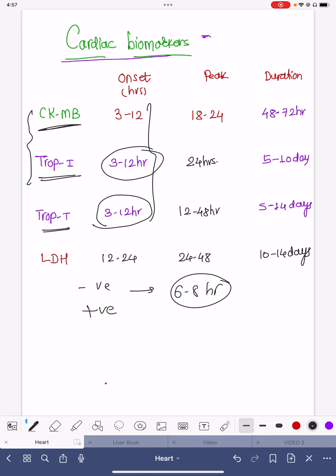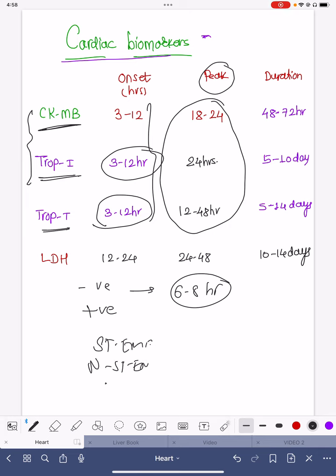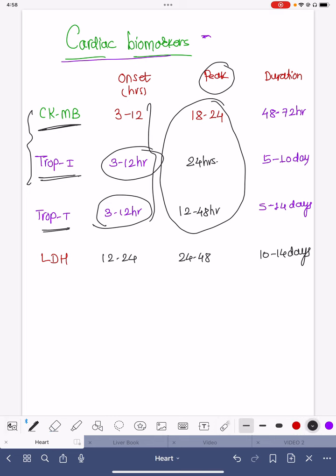The peak of these biomarkers is around 24 hours. So they will definitely be positive if the patient has ST elevation MI or non-ST elevation MI. If even after 24 hours the cardiac biomarkers are negative, then we can label that the patient has unstable angina, because the cardiac biomarkers should have become positive. So anyone having chest pain and negative biomarkers will be unstable angina, especially if the repeated biomarkers are negative.